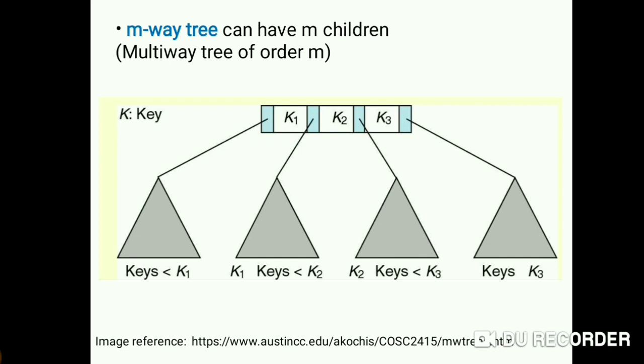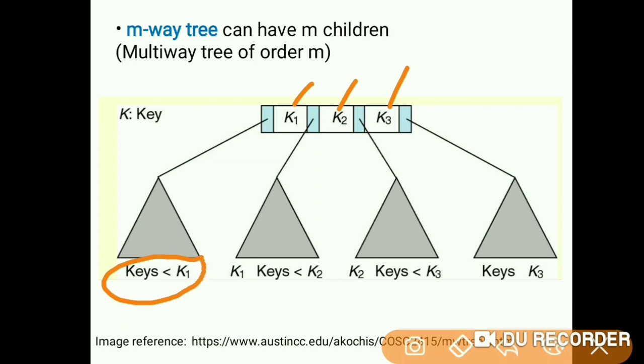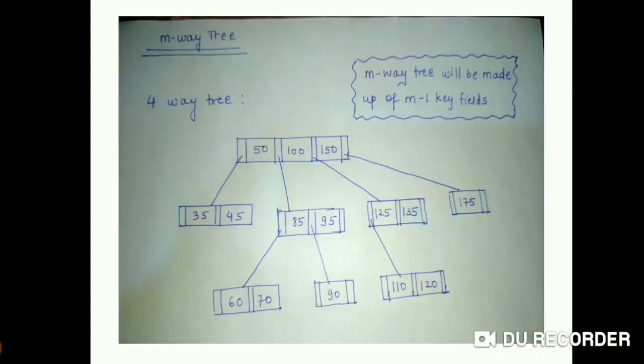K is key. And you can observe there is more than one key in a single node. Like this is one key, this is two keys and this is three keys. So what does it mean? That there are more than one key in a single node. Now don't forget the BST rule. What is our BST rule? According to it, the keys which are less than K1 should be on the left side. So is it the same? See, the keys which are less than K1 are on the left side, right? And so on. Now let's check the example of an M-way tree.